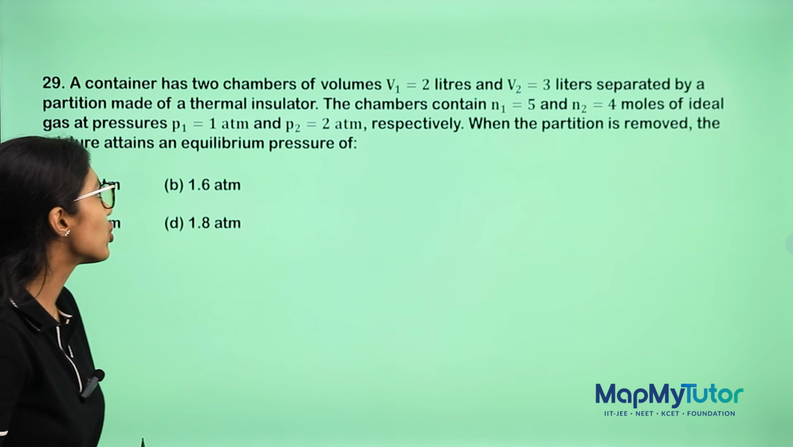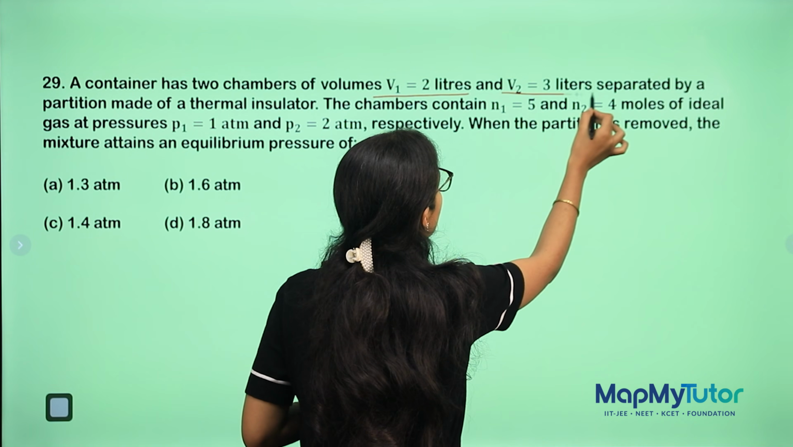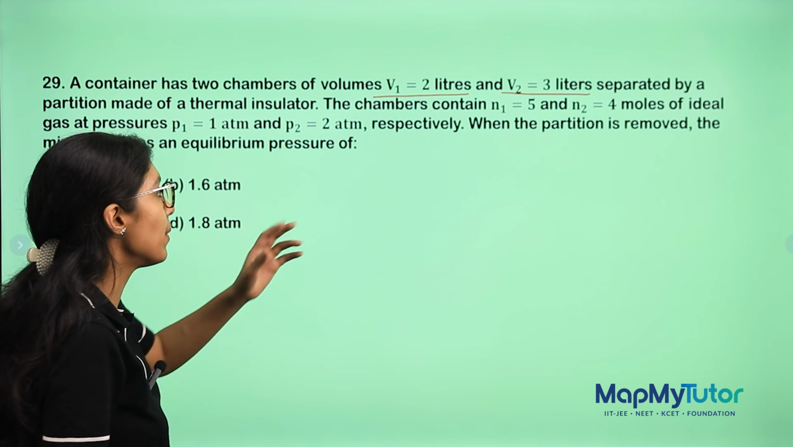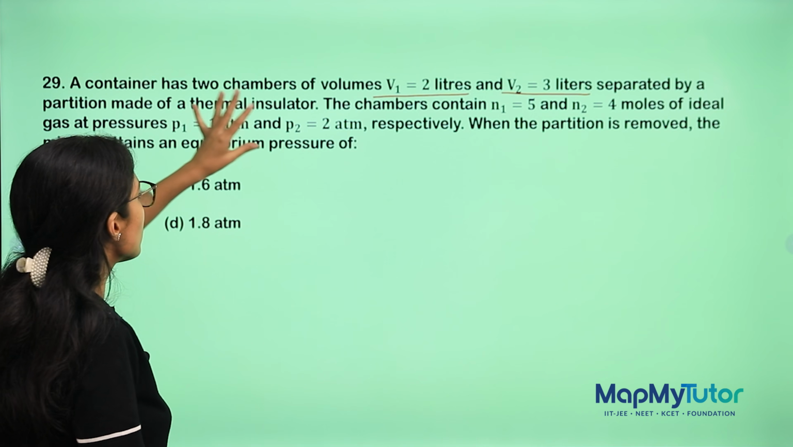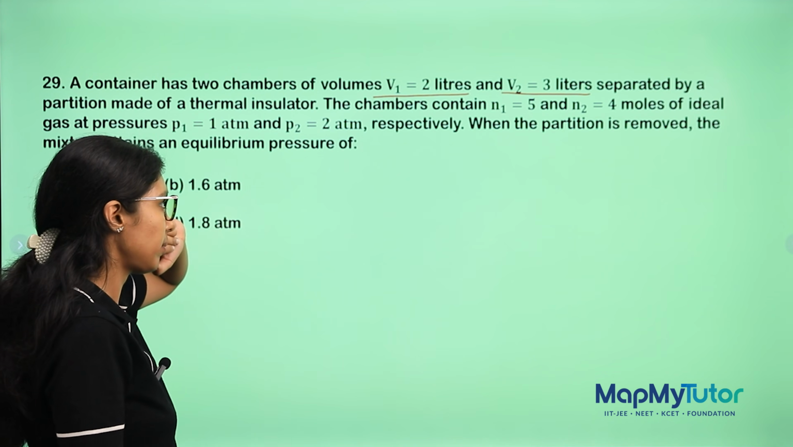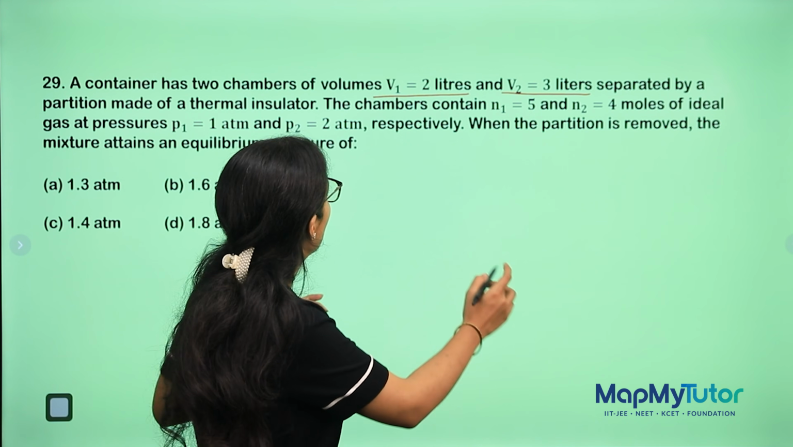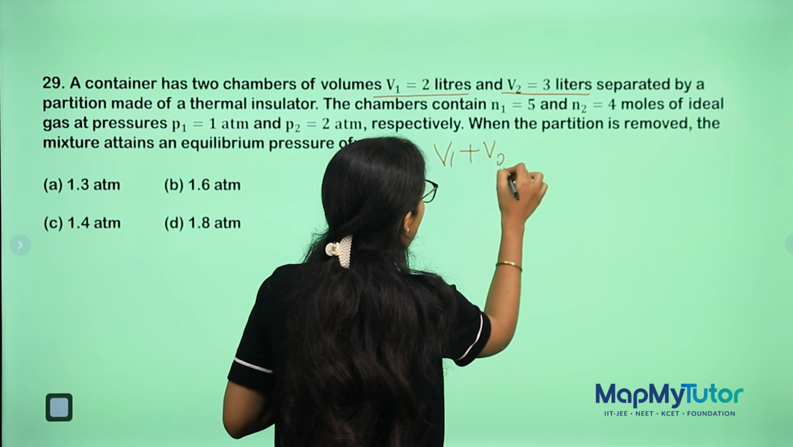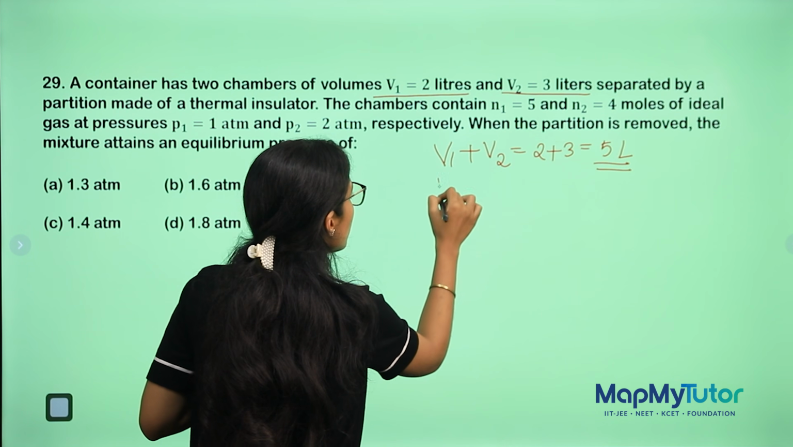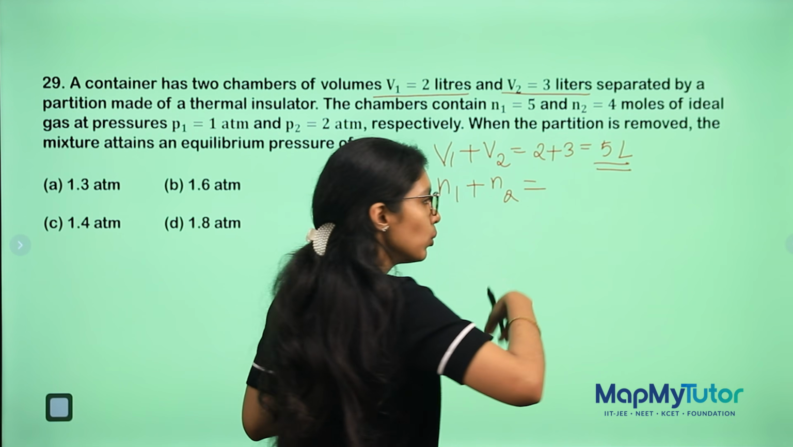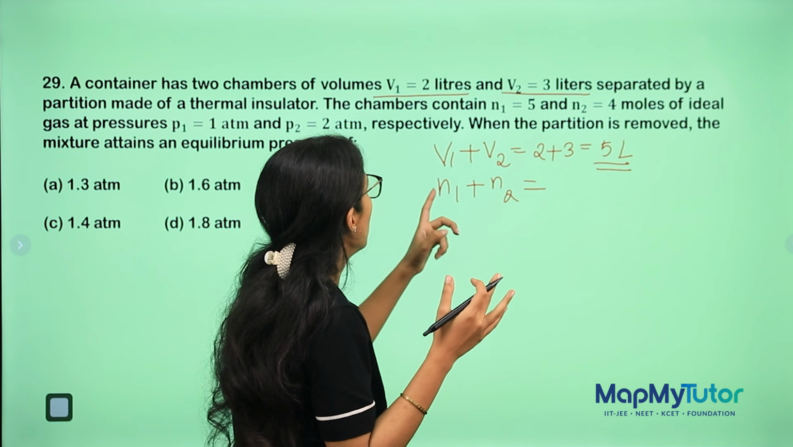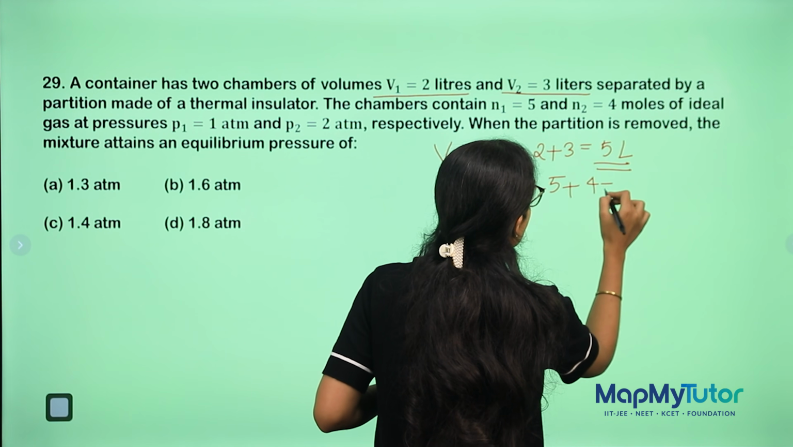A container has two chambers, volumes 2 liter and 3 liter, separated by a partition. The chambers have N1 as 5 and N2 as 4 moles. Pressures are also given. When the partition is removed, you need to tell what is the equilibrium pressure. First we will find the total volume. Total volume is V1 plus V2, that is 2 plus 3, which will give me 5 liters. Total moles also we will do, because when I remove my partition, my volume and moles will get added up. N1 plus N2 is 5 plus 4, so that is 9 moles.